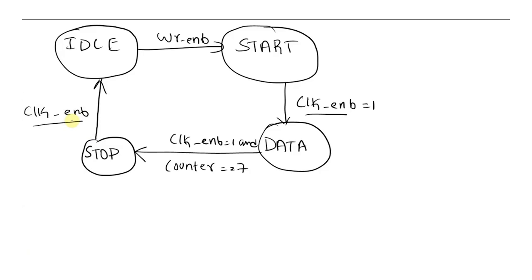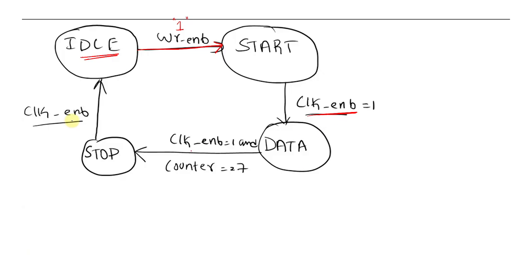We need to develop a state diagram for the write operation. First it will be in the idle state. When the write operation starts, write enable should be 1. We already saw in the previous projects, in RAM and FIFO, that when write enable equal to 1, it starts the write operation. So here also write enable equal to 1, it will go to the start state. In the start state, clock enable equal to 1, and it will go to the next state. What is the next state?